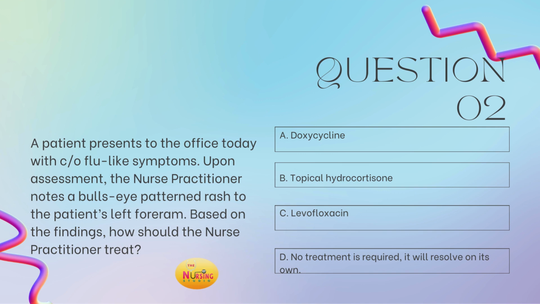So it says that the patient came in complaining of flu-like symptoms. That's those subjective findings, right? What they're stating is wrong. Then the nurse practitioner observes and notes a bullseye pattern rash to the patient's left forearm. Key identifier, right? Like the alarm should ring when you see a key identifier.